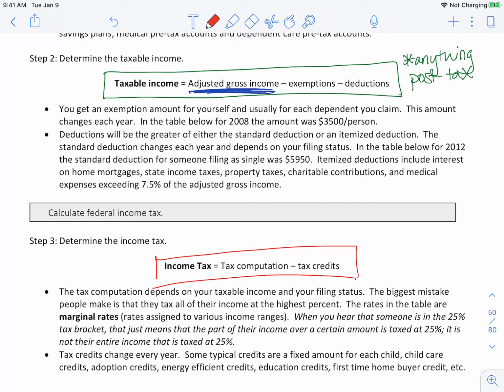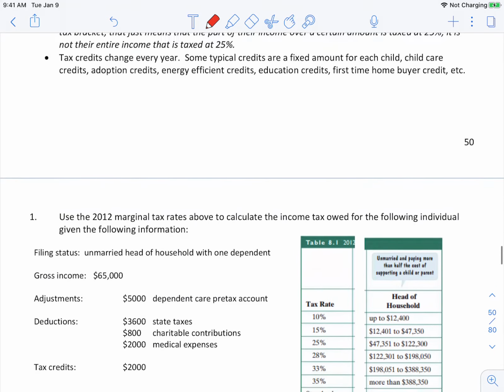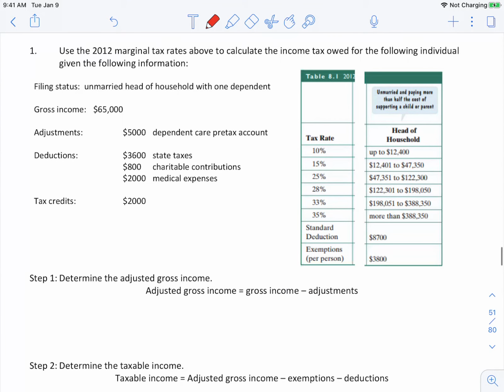Tax credits change every year. Some typical credits are a fixed amount for each child, child care credits, adoption credits, energy efficient credits, education credits, first-time home buyer credits, etc. Okay, so we're going to use this 2012 marginal tax rate to calculate the income tax owed for the following individual given the following information. Okay, so this person's filing status, we see that they are an unmarried head of household with one dependent.